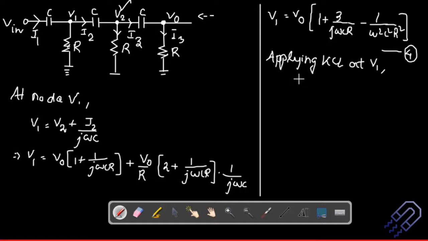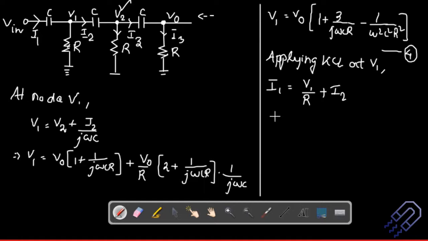So let's see what happens if I apply KCL at V1. We have the current I1 that is coming in, and here there is the voltage drop and the current change. So you can simply write it down as V1 divided by R, since all the resistances are equal. So this is V1 divided by R plus I2 going out. That's your application of KCL.